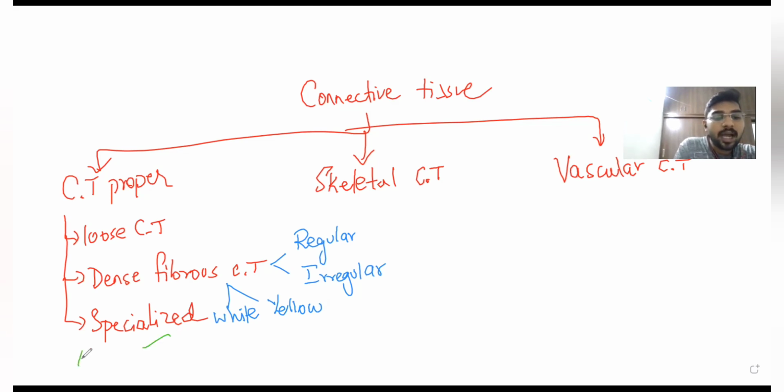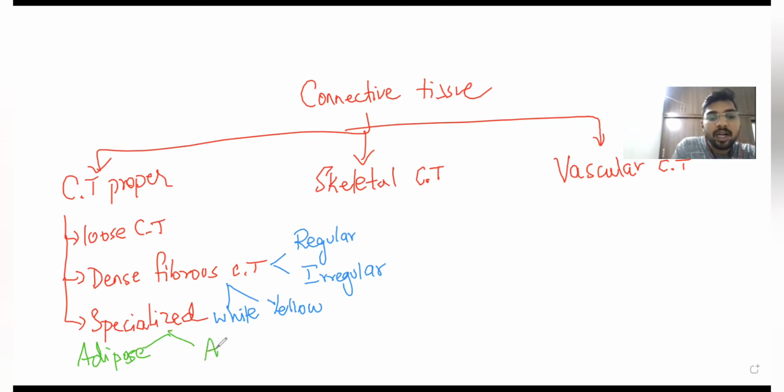One is your adipose tissue. As we all know, adipose tissue is made up of adipocytes, which are fat storing cells. It acts as a reservoir of energy. It acts as a thermal insulator. That is called adipose tissue, fat storage tissue.